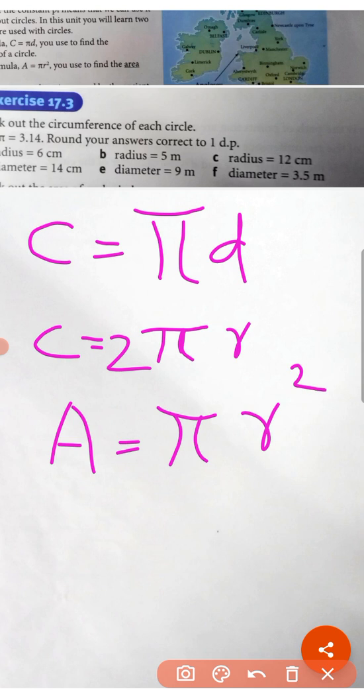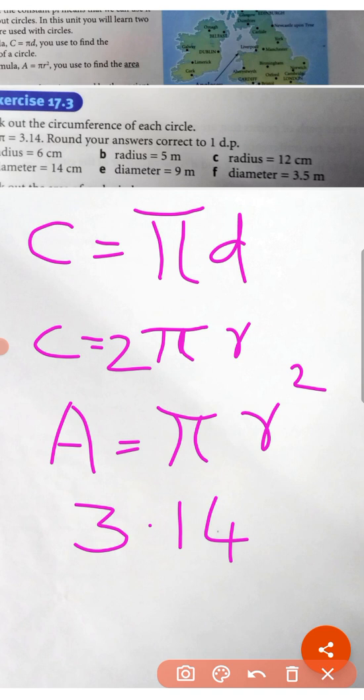Pi is a constant term. We are using 3.14 as the value of pi. If we divide the length of the circumference by the length of the diameter, we will get the value of pi. It is a constant term, a constant number.